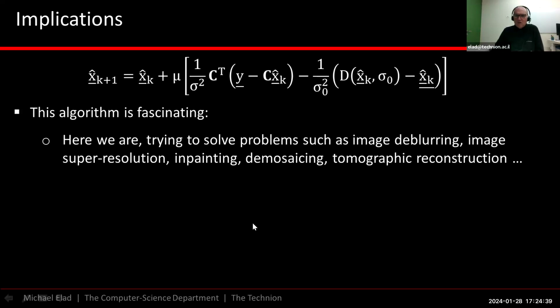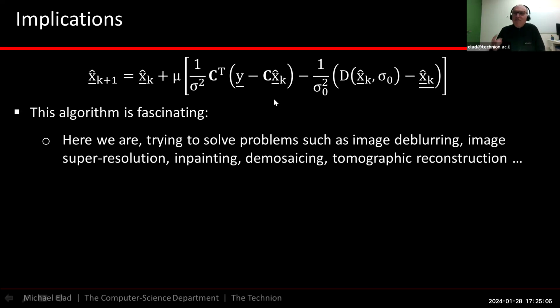This is great. This is fascinating because all the problems I mentioned before are solvable using a denoiser. Listen to what I'm saying now. You have one denoiser, an MMSE denoiser, or at least something that tries to become an MMSE denoiser. This is all you have. And with it, you are basically getting the MAP estimate of all possible linear inverse problems by iterating with this simple formula. This is amazing.